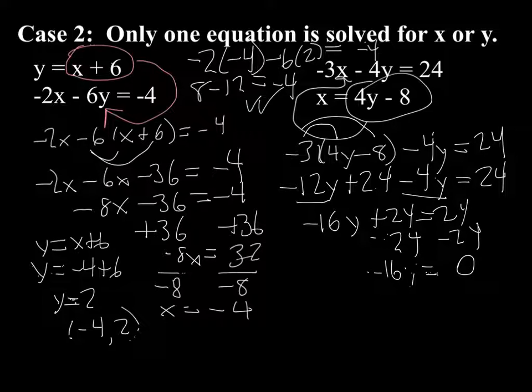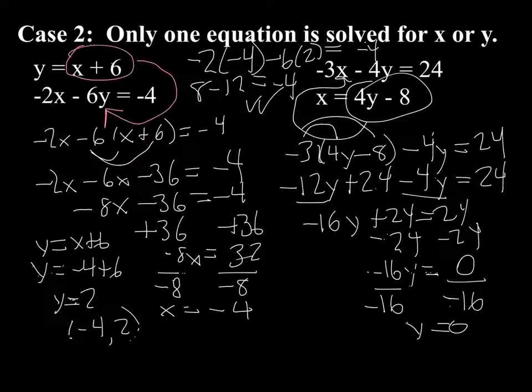All right, so now I would divide both sides by -16. And we should know that 0 divided by anything is going to give me a 0. So half my solution is y equals 0. Now I take that 0 and I plug it back into this equation to find my x value.